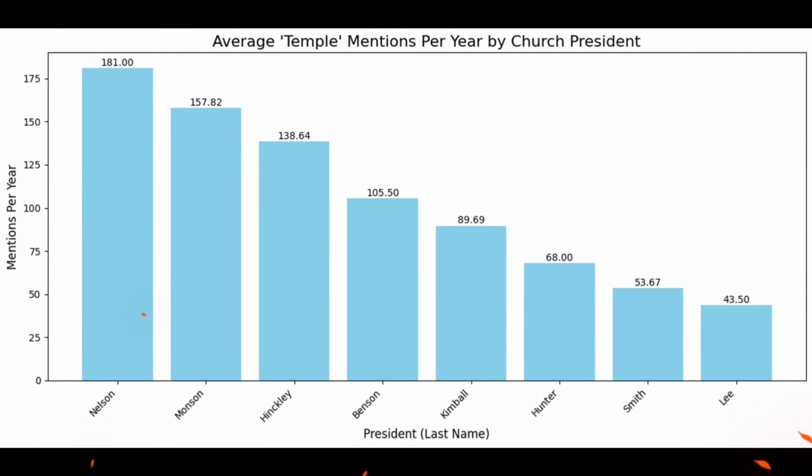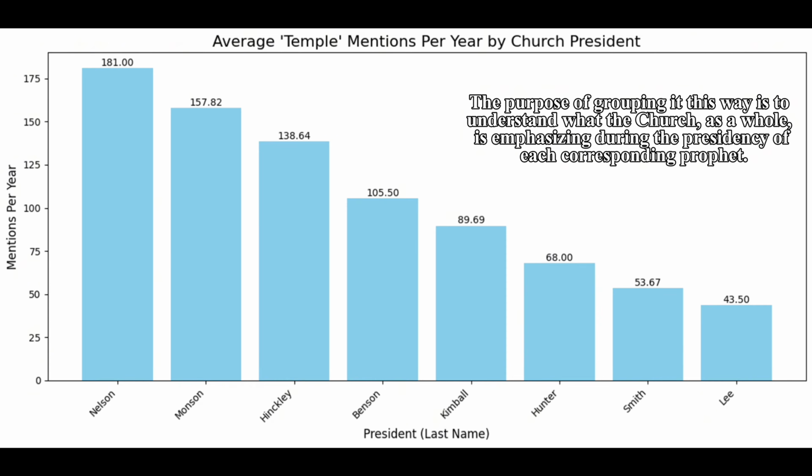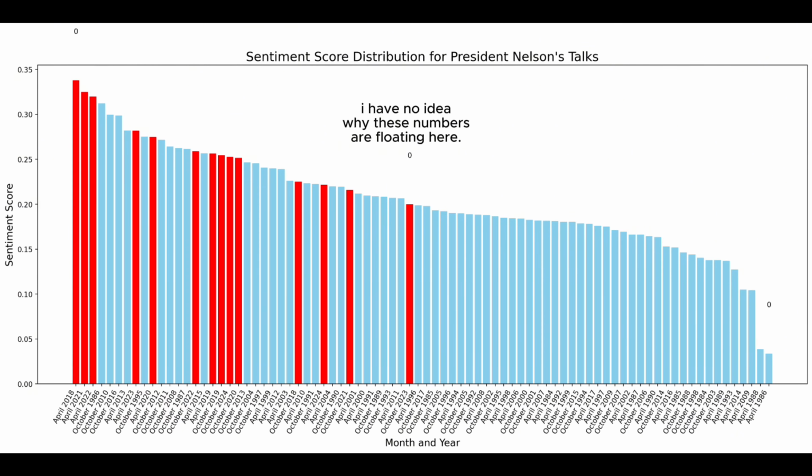Before we jump into my third hypothesis, let's do a quick speed round of random stuff that I found out. Here I grouped every General Conference talk by the church president that was currently serving at the time. We're talking about temples more, and covenants. Here's a graph that shows the average sentiment score of all President Nelson's addresses. The red bars mean that he was the church president during the time that he gave the talk.